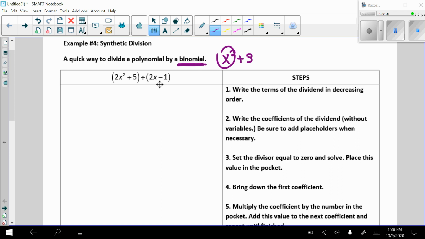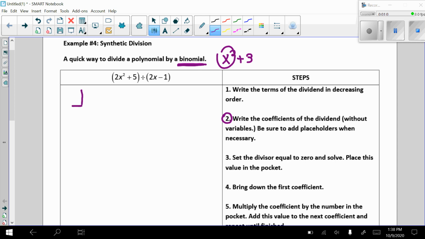So here's what we're going to do. First of all, we're going to put the terms of the dividend in decreasing order. So it's already in decreasing order here. The second step is to write the coefficients of the dividend without the variables. Let me first show you how to set this up.